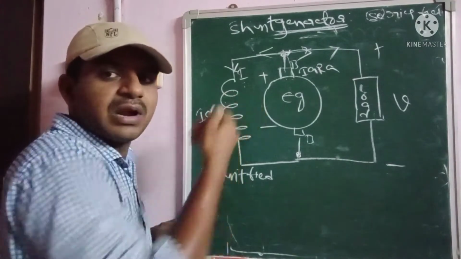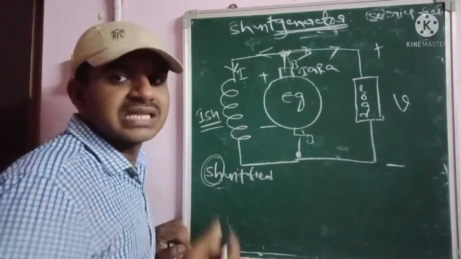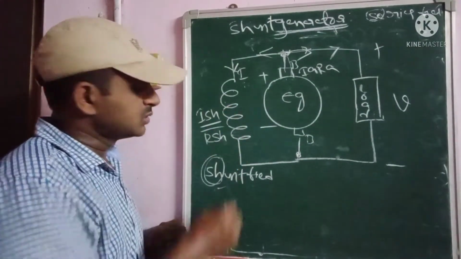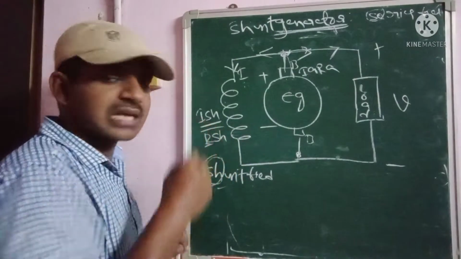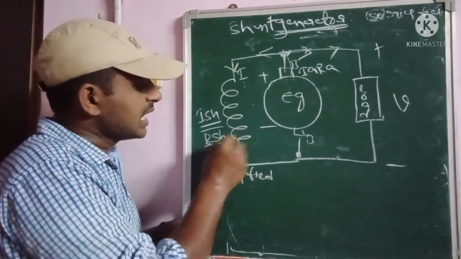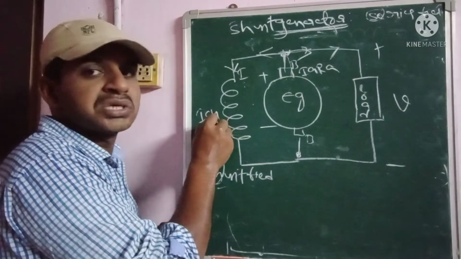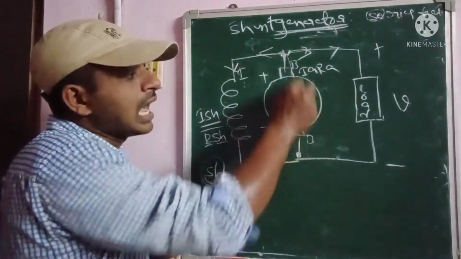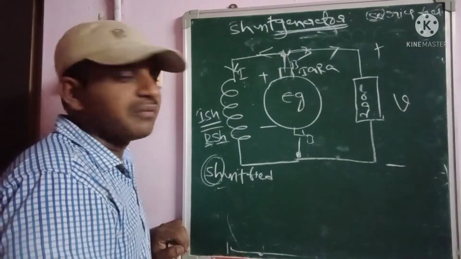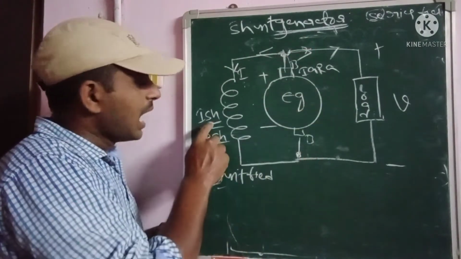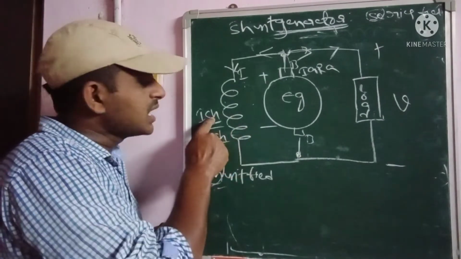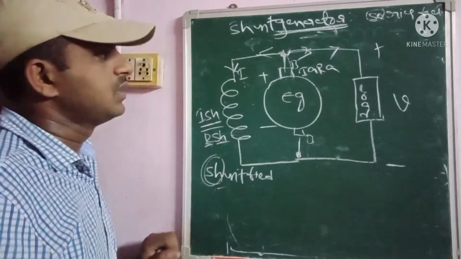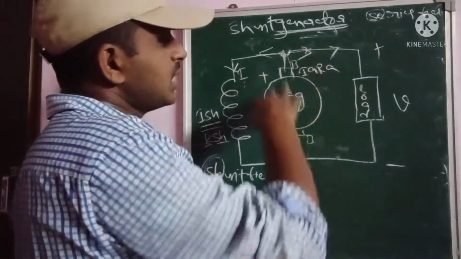The field winding also has some internal resistance, given as R, and since it is the shunt field, that is Rsh. So Ish into Rsh is the total voltage drop across the armature terminals. According to Ohm's law, V is equal to IR, so V is equal to Ish into Rsh. As well as here Ia into Ra. This is the representation.